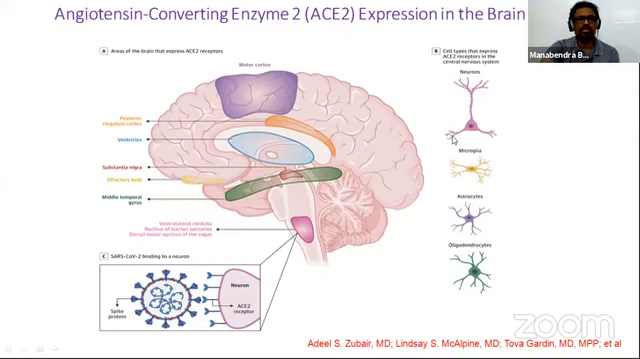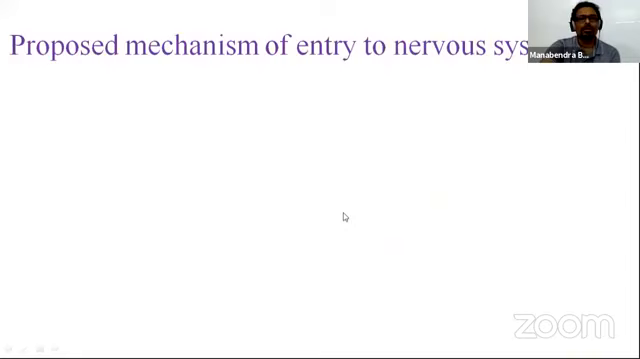There is a wide range of structures in the brain and spinal cord that express ACE2. And also the vascular endothelium is another site where ACE2 has been expressed. So there is a widespread expression of ACE2. And now, what is the proposed mechanism? We know that ACE2 is the binding site of this virus by the S protein.